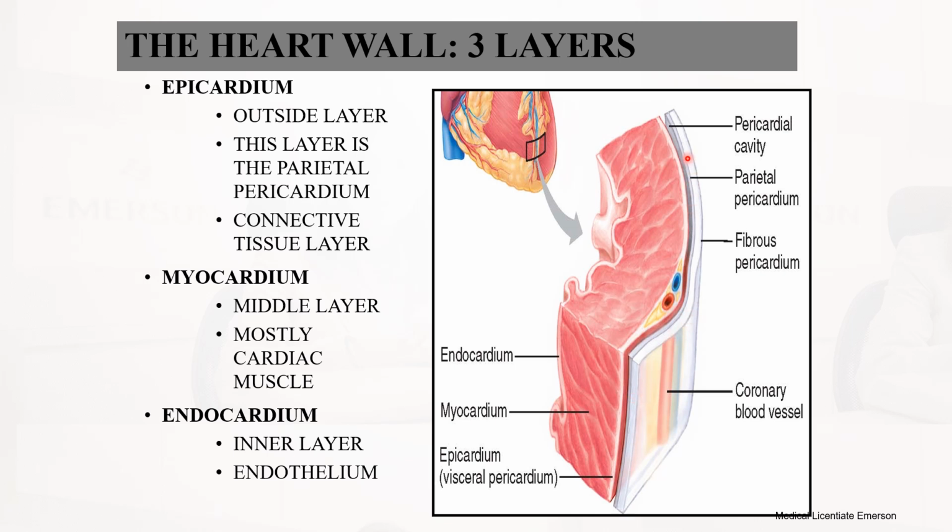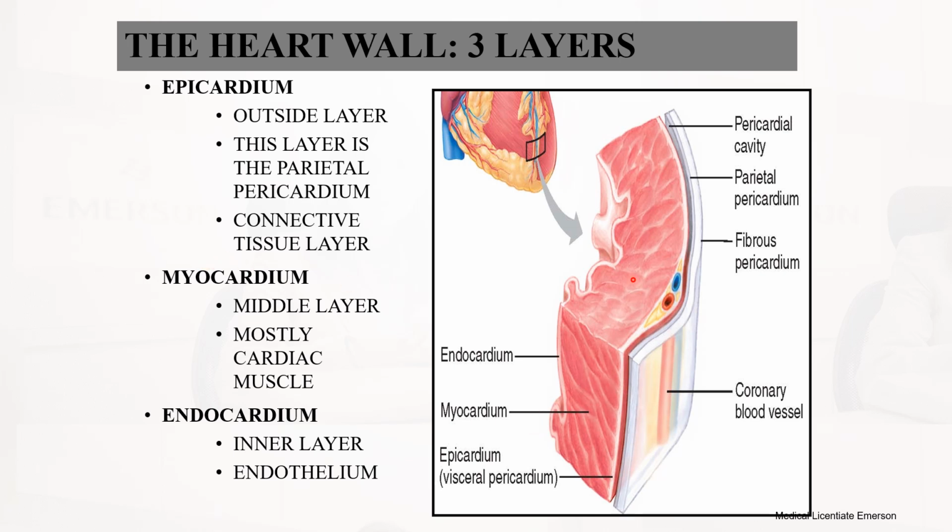Then in between the parietal and the visceral pericardium we have the pericardial cavity, where the pericardial fluid, of course, is. Okay, so this is what we are talking about. So the epicardium layer is the parietal pericardium, and it is made up of connective tissue layers. Okay, then we go to the myocardium.